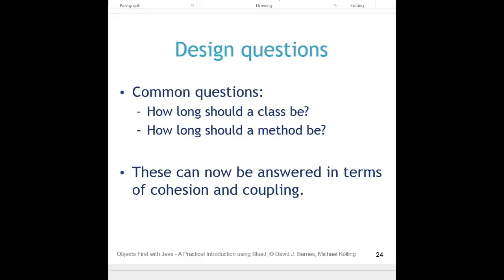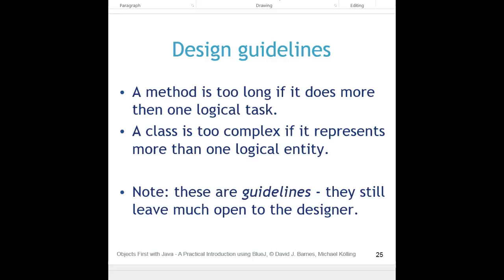Again, we want to think about this question in respect of high cohesion and loose coupling. So that's important that we need to think about. Some other design guidelines, as we said: a method is too long if it does more than one logical task, and a class is too complex if it represents more than one logical entity. So these are just guidelines.